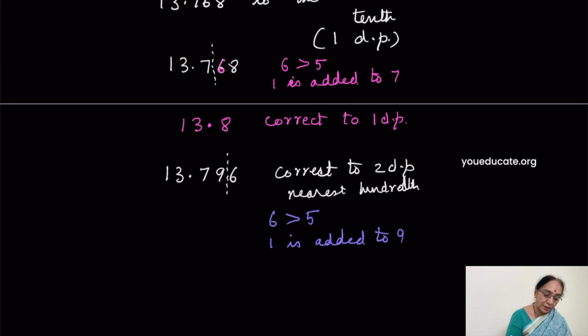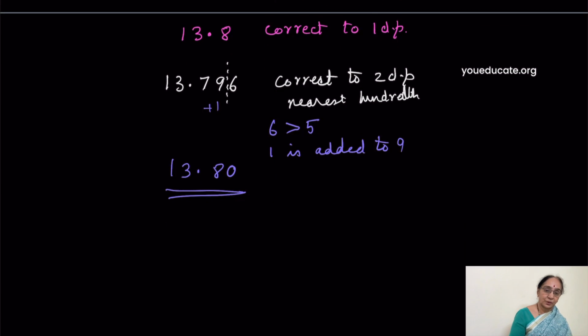Then what happens when I add 1 to 9? That is why I'm adding 79 plus 1. It becomes 80. So here you have 13.80. Even though the hundredth place is 0, it is correct to 2 decimal places. When I add 1 here, 79 plus 1 gives me 80. So this is correct to 2 decimal places, even though it looks like it is corrected to 1 place, because of that 9 over there.